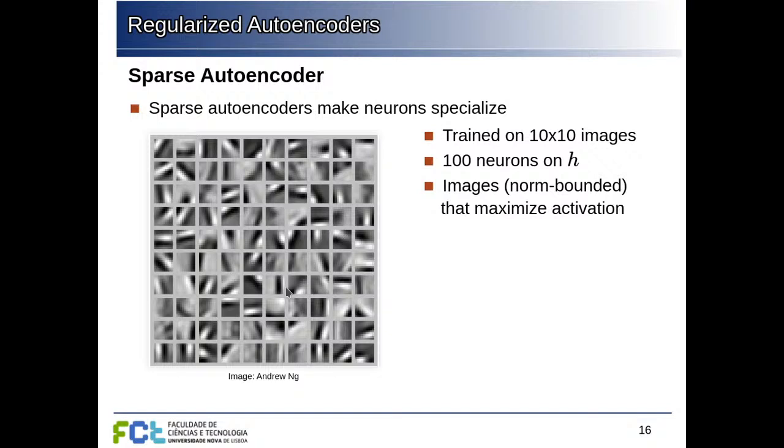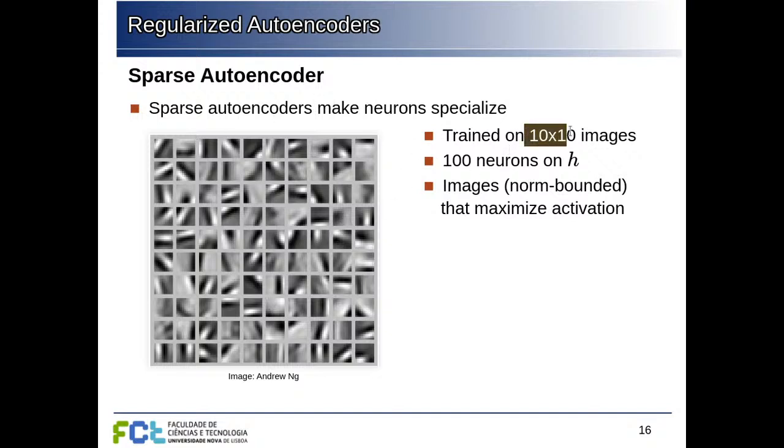This is an example of a sparse autoencoder trained with MNIST, and we can see here a set of 100 neurons in the hidden layer representation that were trained to be sparse. Oh, sorry, this was not MNIST.